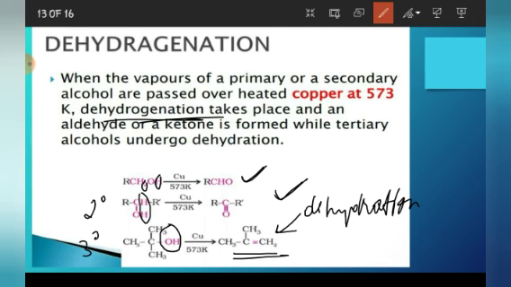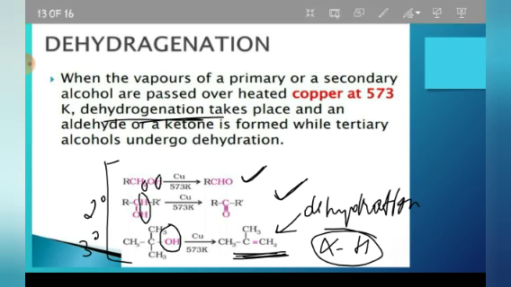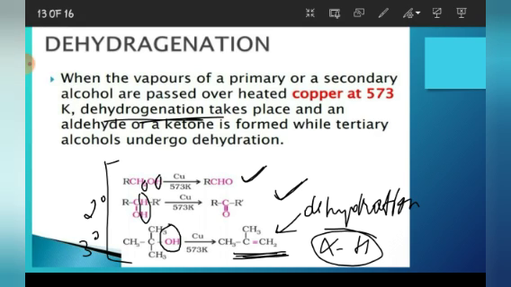Now the question arises, why does this 3 degree alcohol form an alkene? The reason is that 3 degree alcohol does not have any alpha hydrogen. This is just for your knowledge. You need to remember these 3 reactions. This was in your oxidation itself.